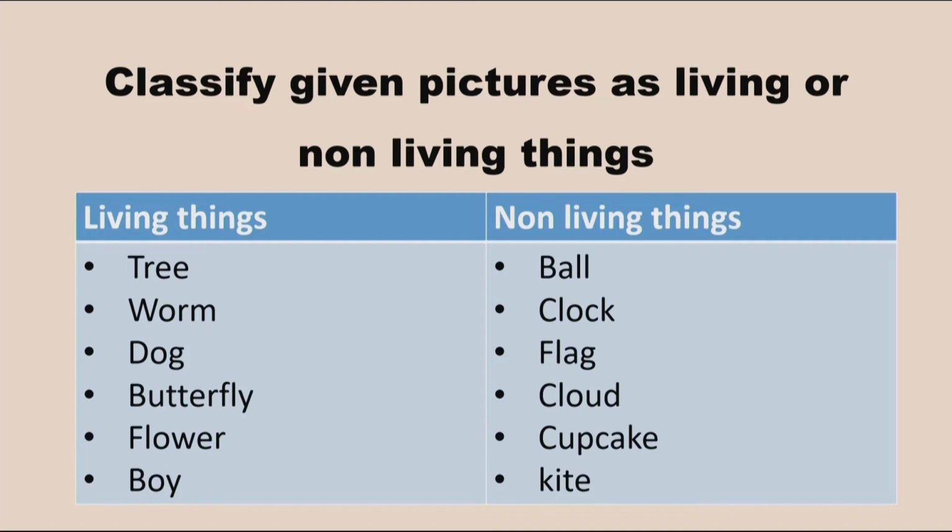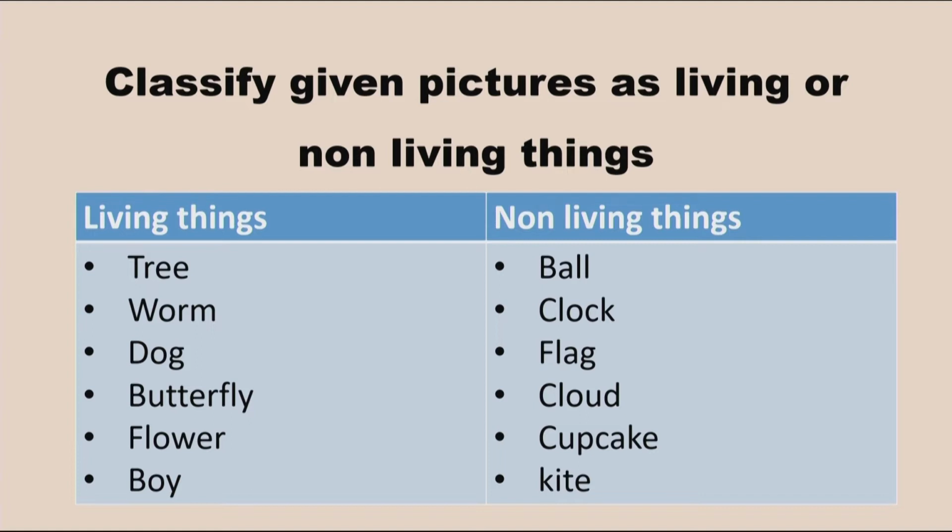Why do we say that they are living things? It's because they are alive or they have life. Our next column, it's non-living things. The examples: ball, clock, flag, cloud, cupcake, kite. They are non-living things. They are not alive. They do not have life. This was the first activity from lesson 1.